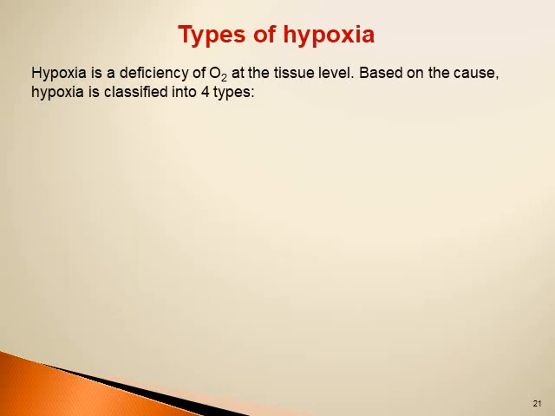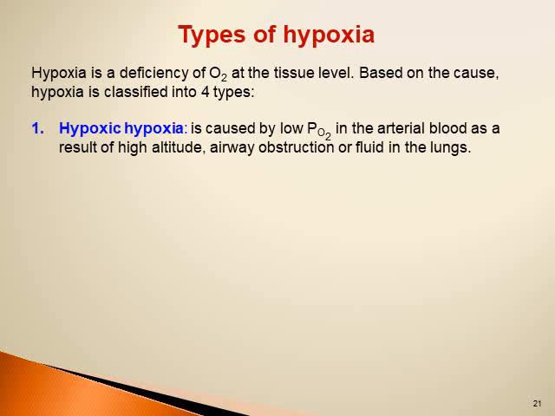Let's discuss the types of hypoxia. Hypoxia is a deficiency of oxygen at the tissue level, at the cellular level. Based on the cause of hypoxia, we can classify it into 4 types. Hypoxic hypoxia is caused by low partial pressure of oxygen in the arterial blood as a result of high altitude, airway obstruction, or pulmonary edema, or fluid in the lungs. So the amount of oxygen in the blood is low, and this is called hypoxic hypoxia. So the blood already arrives to the tissue with low oxygen.